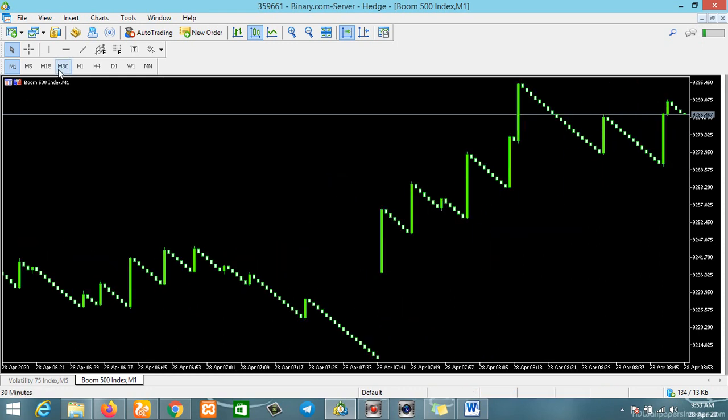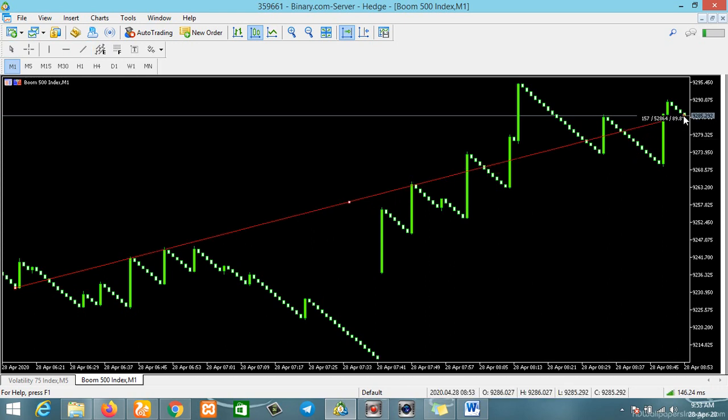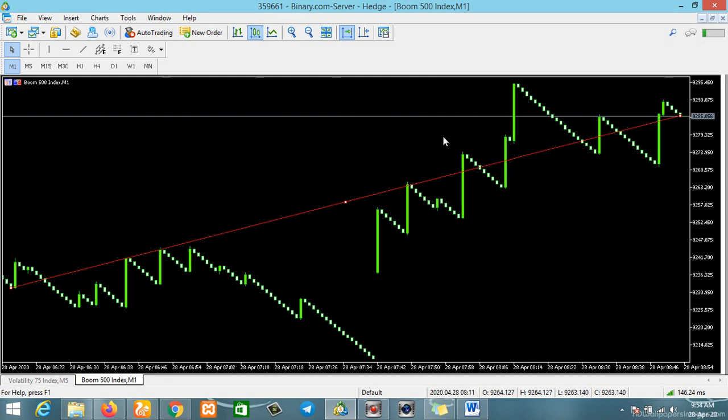If you are considering it from here, from this candle here to this candle here, let me take this point up. That is a trend for us. This shows that the market has been on an uptrend. This is the 1 minute time frame and this is Boom 500.